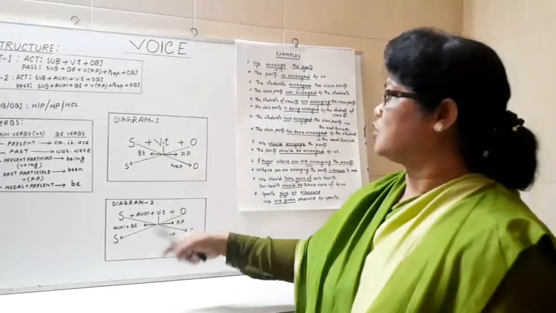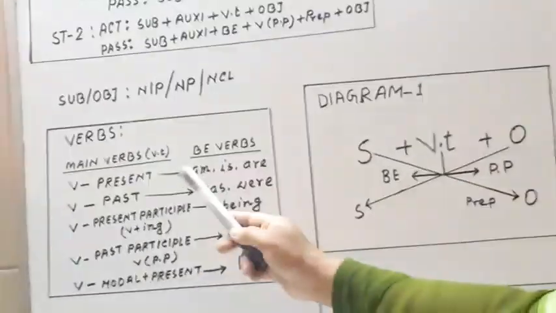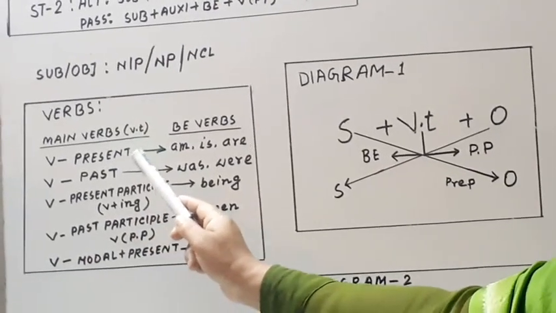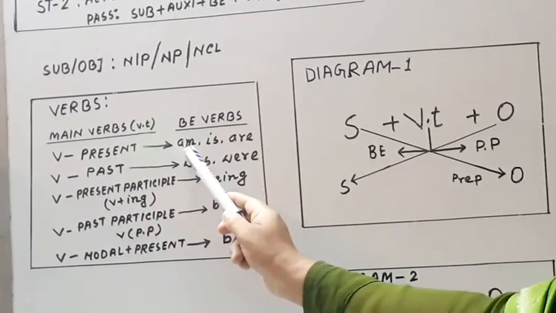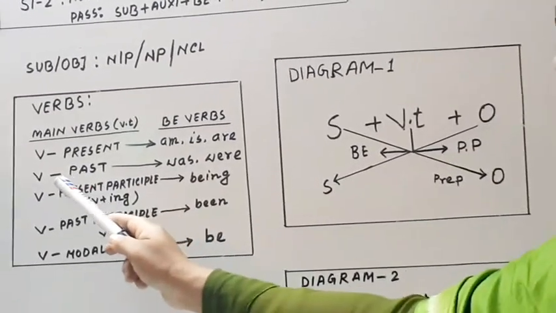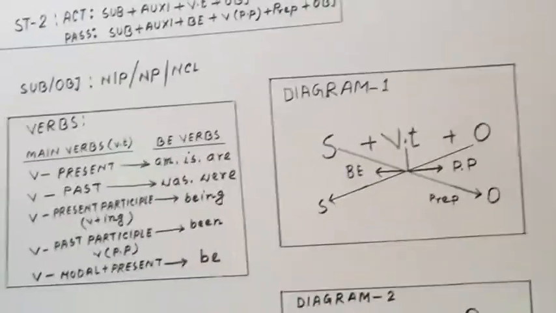So I would like to show it in the chart. See, when the main verb is in present form, then the be verb will be am, is or are. When the main verb is in past form, the be verb will be in past form, was and were.